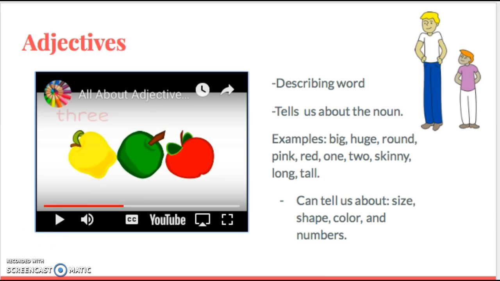Okay, so this video does really well in having students practice identifying adjectives, and I think that it gives really good prompts to be able to figure out adjectives in your own sentences.